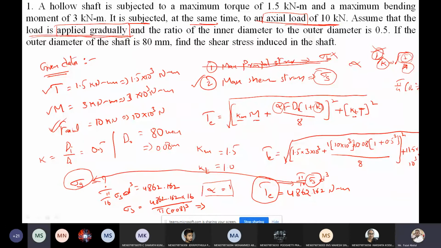Twenty-four thousand seven 62. What shear stress? Not 24,000. Check again where you made the mistake. Balaji Singh, check the procedure where you made the mistake. It is not 24,000. Make it fast, Babu.